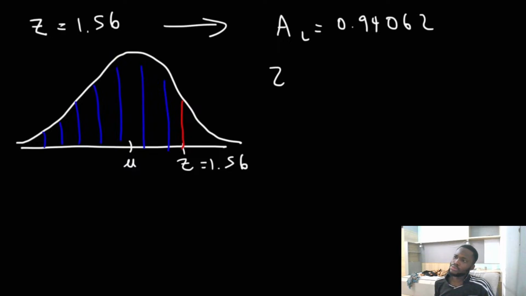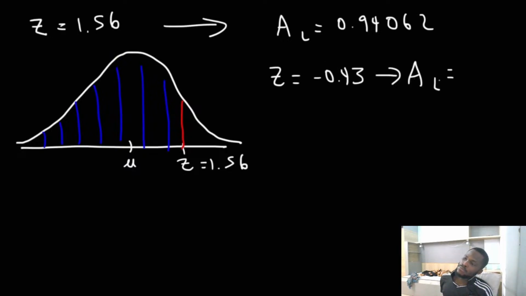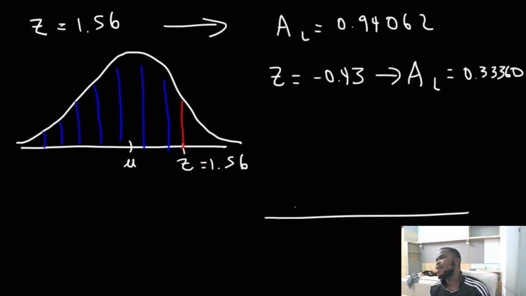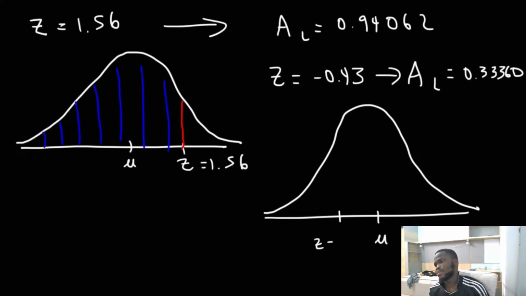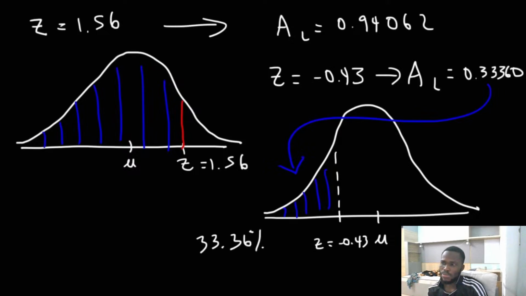Let's say your z-score is negative, let's say z is negative 0.43. Using the table, you'll find that the area to the left is 0.33360. And so the graph, if you wish to shade the region, will look something like this. Here's the mean. Z is negative, so it's going to be to the left of the mean, to the left of the dotted line. So that shaded region corresponds to an area of 0.3336, which means if you want to convert that to a percentage, the probability that x lies in this region somewhere will be 33.36%. You just need to multiply that by 100.